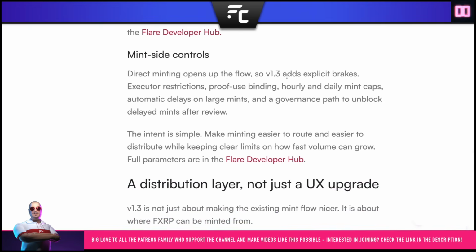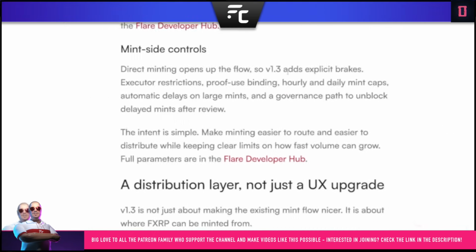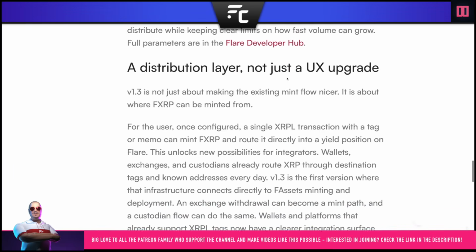So if we scroll down just a little bit further, we're talking about mint side controls. Direct minting opens up the flow, so version 1.3 adds explicit breaks: executor restrictions, proof use binding, hourly and daily mint caps, automatic delays on large mints, and a governance path to unblock delayed mints after review. The intent is simple: make minting easier to route and easier to distribute while keeping clear limits on how fast volume can grow, and you can find full parameters in the Developer Hub.